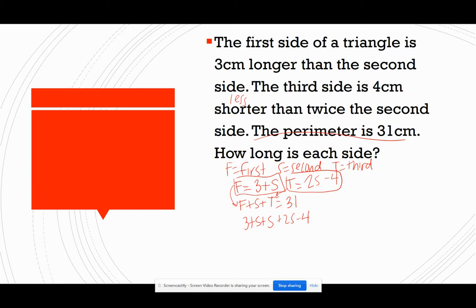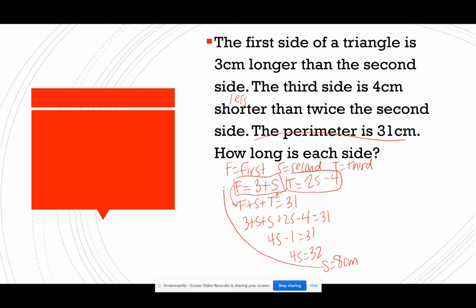Why did we do this? Because we want to have only one variable to solve. If you just look at F plus S plus T equals 31, you cannot solve that. So you want to get everything in terms of S, which we have due to the equations that were given. And we said equal to 31. And then we solve. We get 2 plus 1 is 4S minus 1, because 3 and negative 4 is negative 1, equals 31. 4S equals 32, so S equals 8, and we have to label it centimeters.